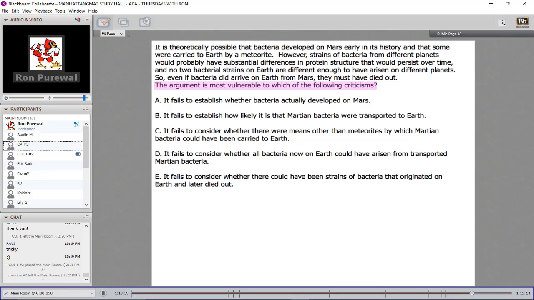Okay. What are they saying? What is the point of this sentence? Is the point of the sentence about bacteria dying? What is that really saying? This is saying what about all of the bacteria on Earth?